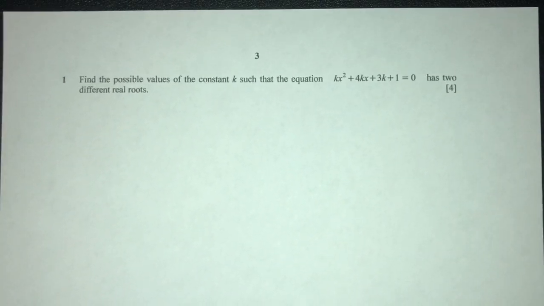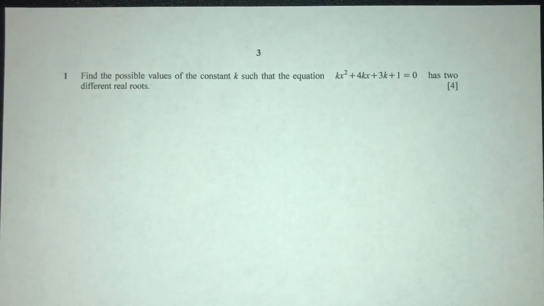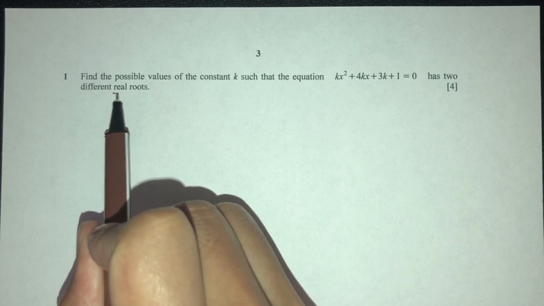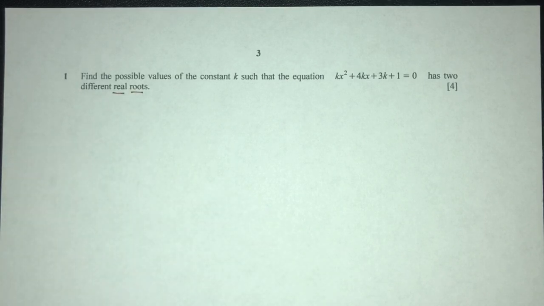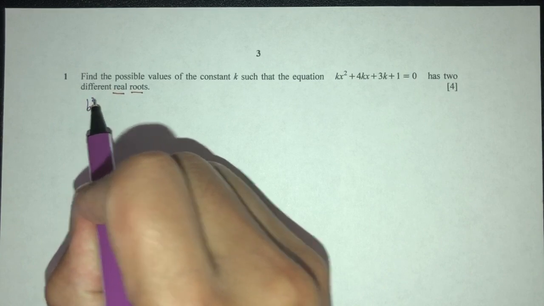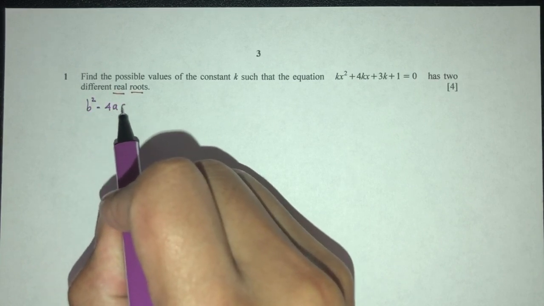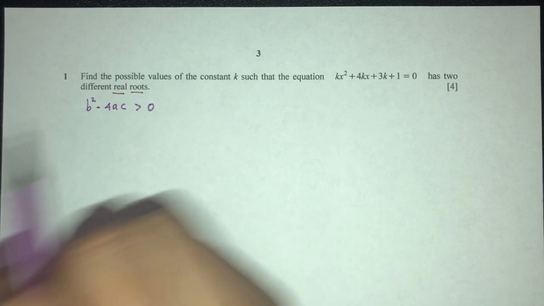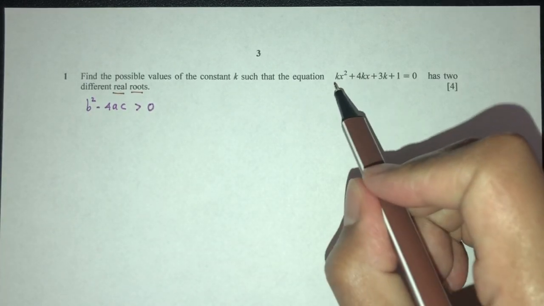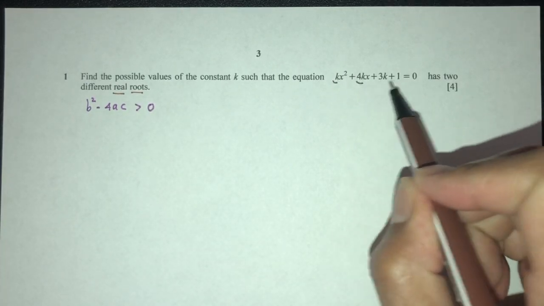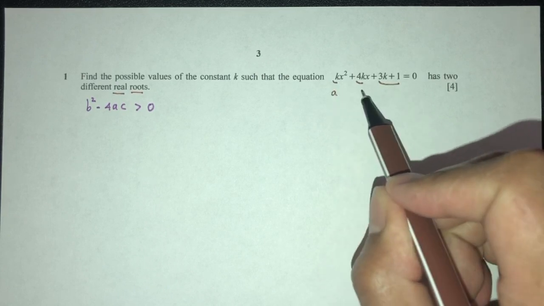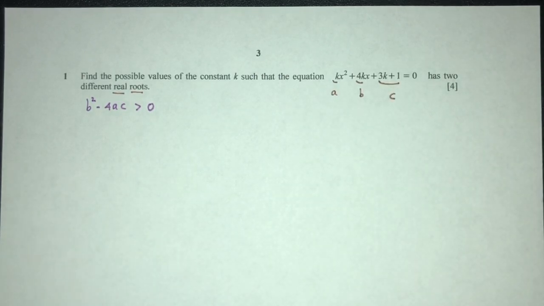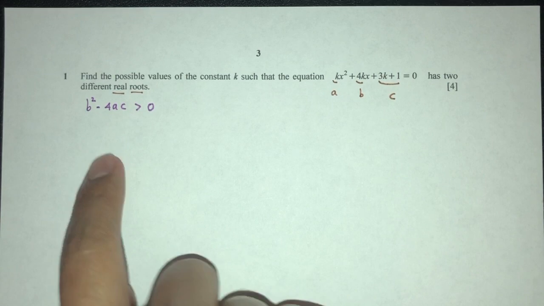So here, what do we have? Here we have to find the possible values of k such that the equation has two different real roots. Since we have more than one root, we know that we have to use b squared minus 4ac to be more than 0. We know this is the value of a, the value of b, and the value of c, right? A, b, and c. Now, we just have to replace everything back in the equation.